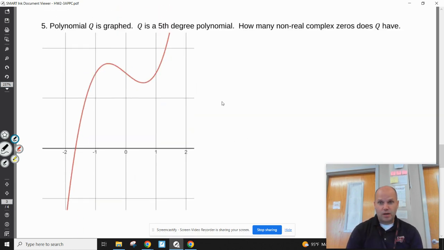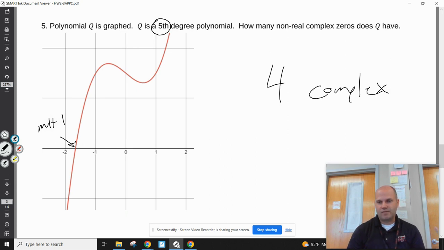We got a 5th degree polynomial. We could see one real root. Its multiplicity is 1 because it's a pass through. It's like y equals x. If it's a 5th degree polynomial with one real root, you're going to have 4 complex zeros. They have to come in pairs. That's it. Fundamental theorem of algebra, very simple. Degree equals roots.